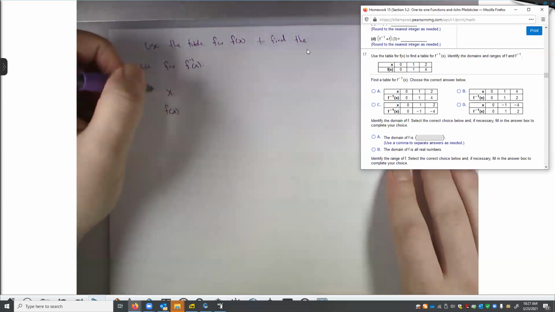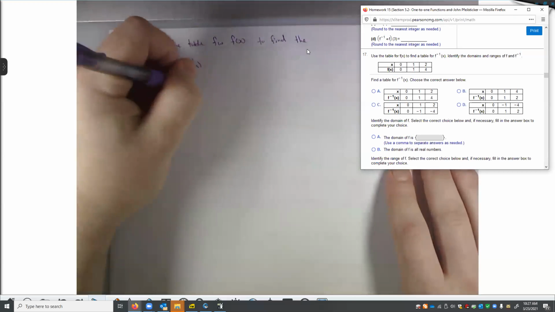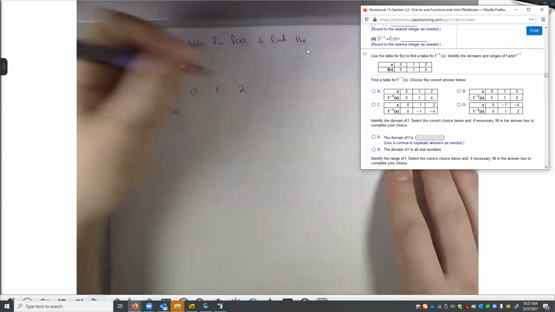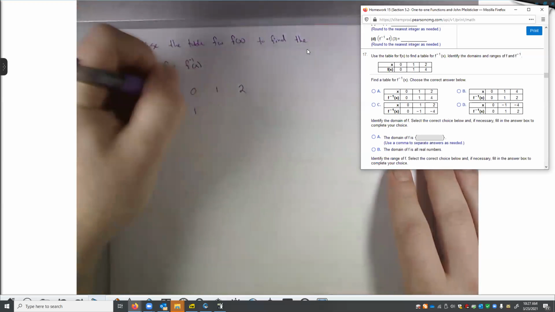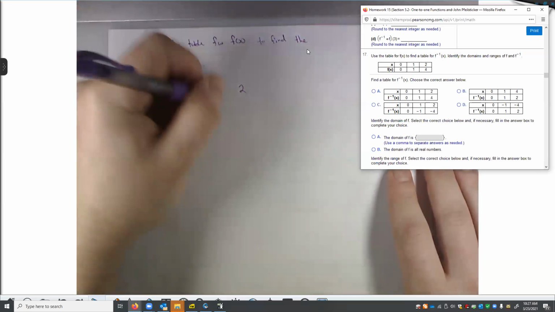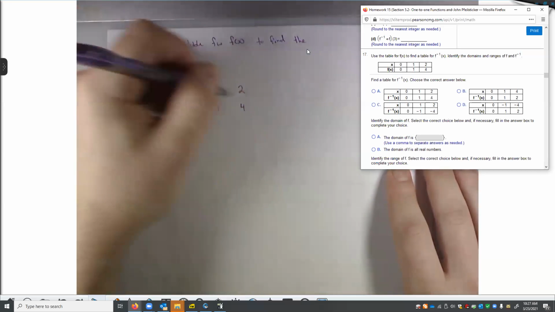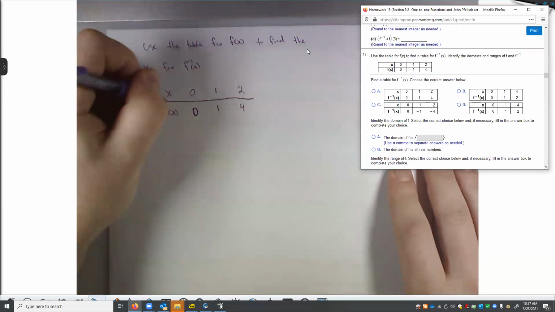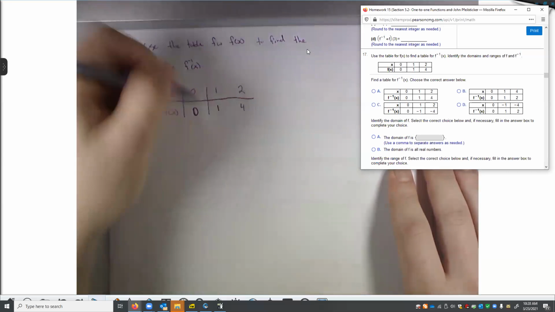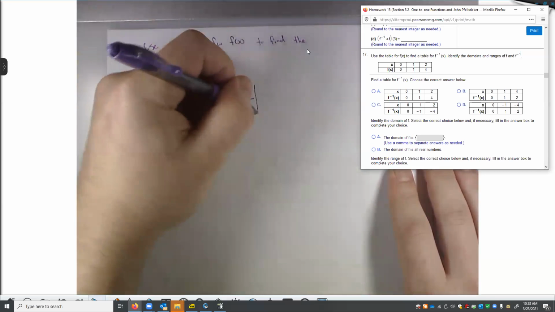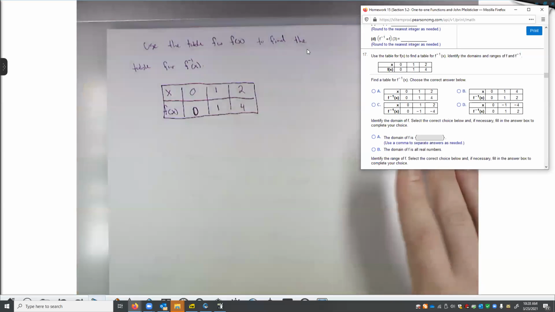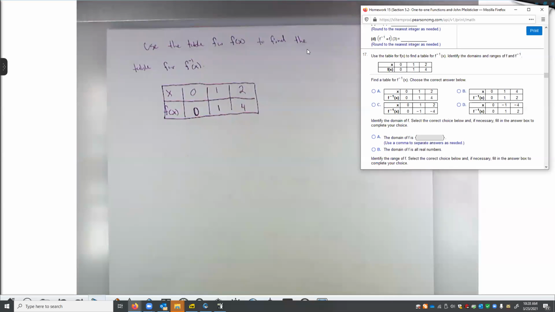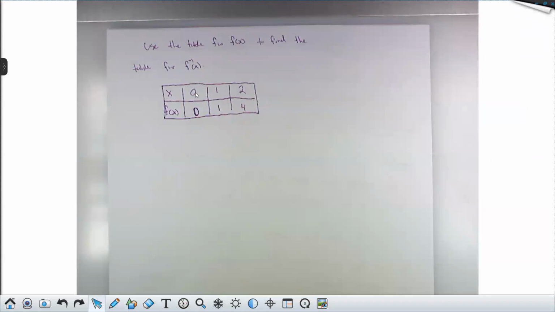It just has a few entries, 0, 1, and 2 for the x values, and 0, 1, and 4 for the outputs. So we want to find a table for f inverse. We want to state the domains and ranges of both f and f inverse.